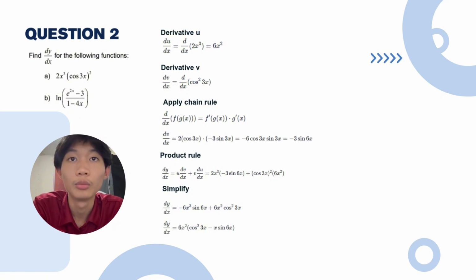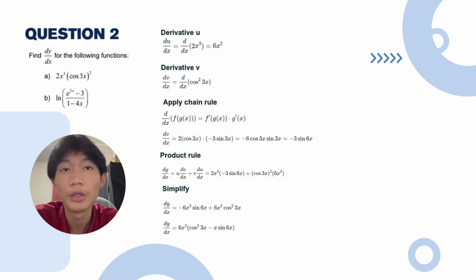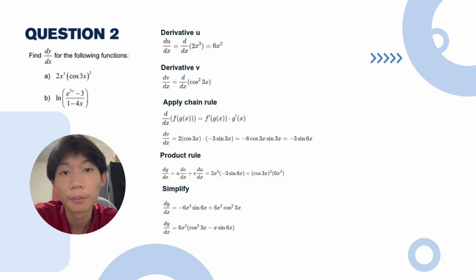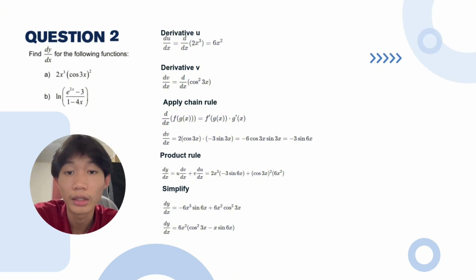So next, we need to use the product rule. The formula is dy over dx equals u dv over dx plus v du over dx. The answer we will get is equal to 2x cubed times negative 3 sin 6x plus cos squared 3x times 6x squared. Lastly, we simplify the answer. dy over dx equals negative 6x cubed sin 6x plus 6x squared cos squared 3x, which is 6x squared times (cos squared 3x minus x sin 6x) as the final answer.